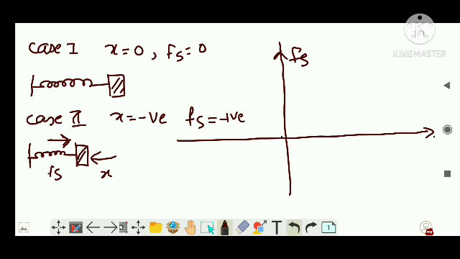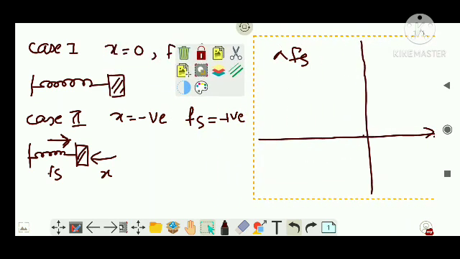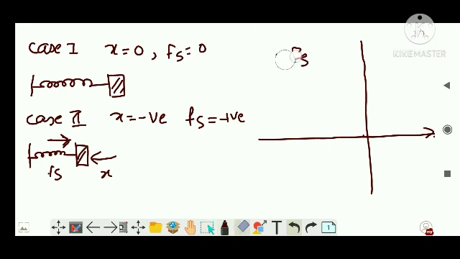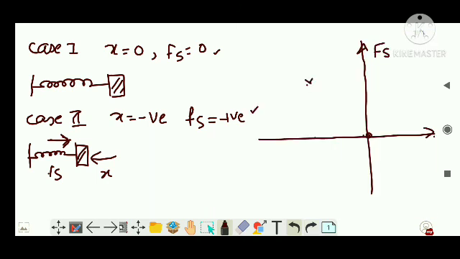Clear? So let me do one thing. Initially it was here, this case 1, and case 2, that is when x is negative, that is here, then force, that is spring force, is positive. So you will mark the point here. Let's make it a cross, then it is no problem.